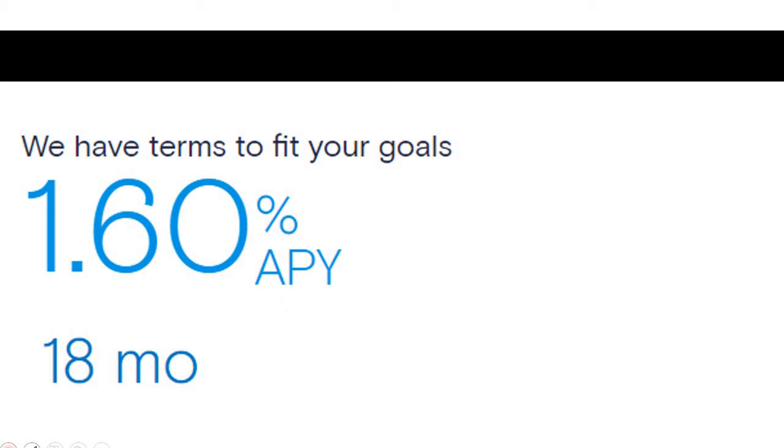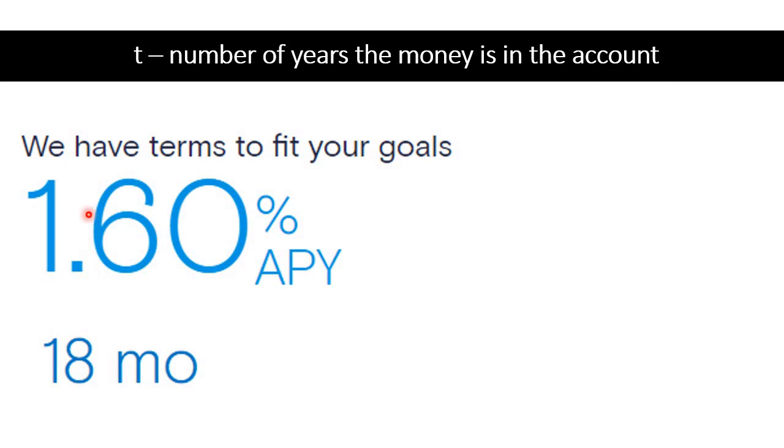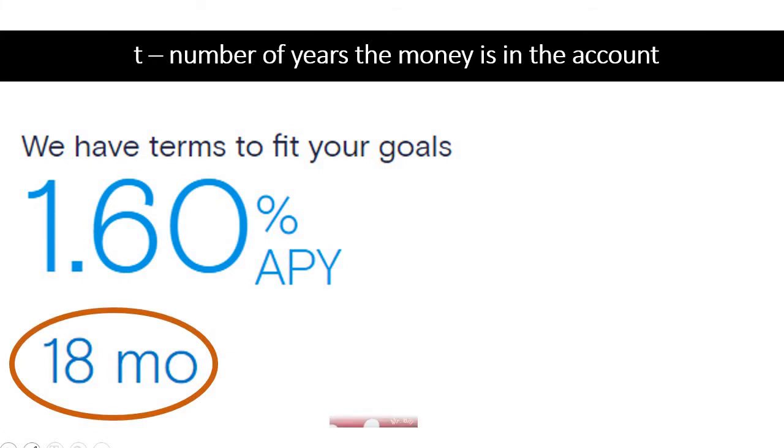And so you look at an ad for a certificate of deposit at the bank, and we're looking at this information, 1.60%, 18 months. However, T in my formula is the number of years. I got 18 months. So Mr. Bill's like, oh no, what do I do now? It'd be nice to be able to figure that out in terms of years, because that's what T needs to be in my formula.